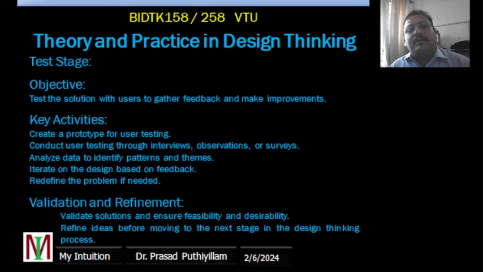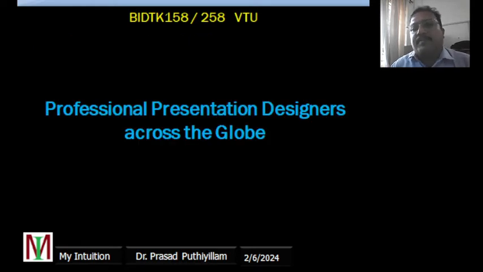Okay, so the goal of the test stage is to assess and enhance the ideas from the ideate stage, ensuring that the final product or service is aligned with the user needs and expectations. So that's about the test stage. The 5 stages are empathize, define, ideate, prototype, and test. These 5 stages are the main important thing of design thinking.